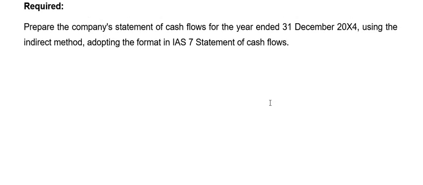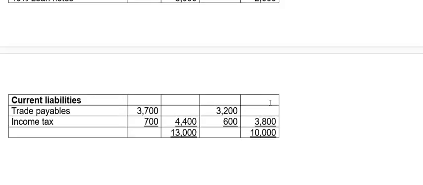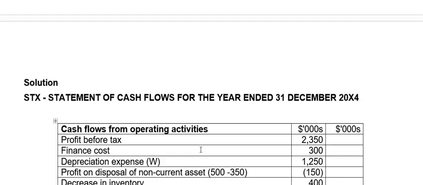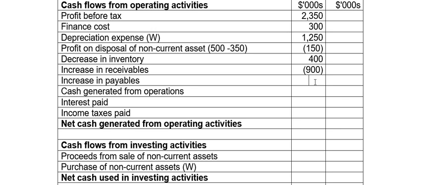Did the payables increase? Let's confirm. Yes, payables increased by 500, from 3,200 to 3,700. Payables are liabilities. When liabilities increase, that's a cash inflow. So the 500 is positive, a cash inflow. So those are the changes in working capital.